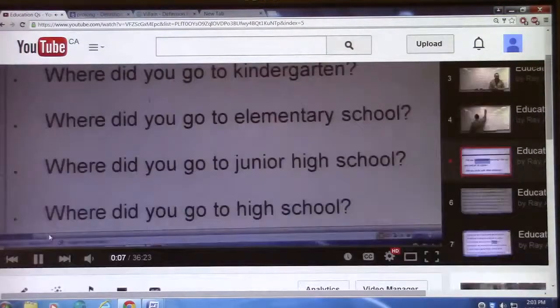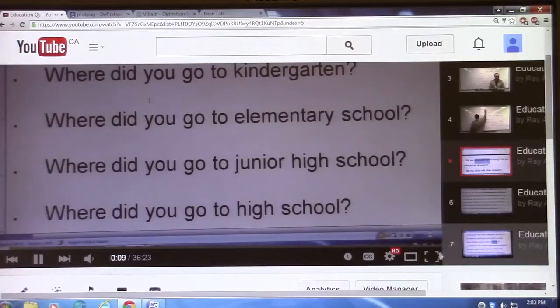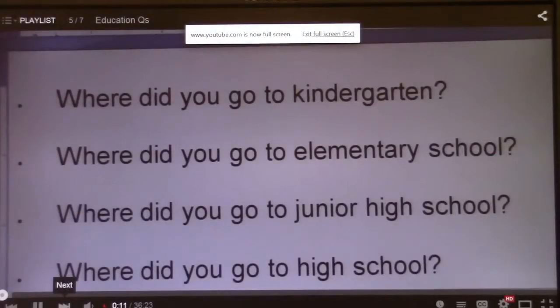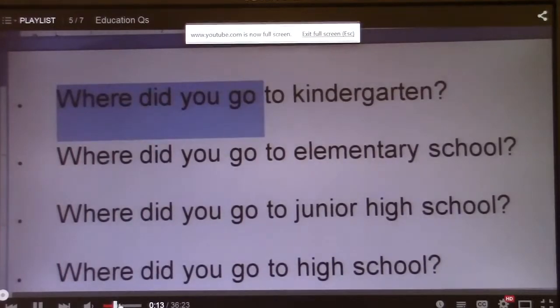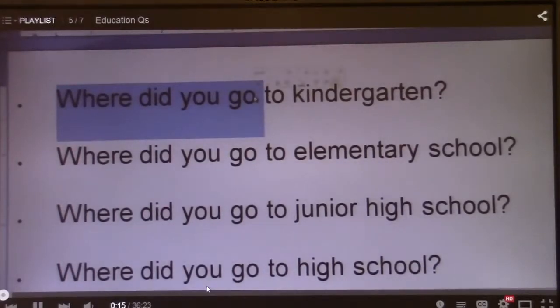Now, where did you go to kindergarten? Of course, very easy. Now, the one thing I want you to remember, though, is that this is exactly the way we ask the question. Where did you go to kindergarten? Now, if you wanted to ask the same question, which is very simple in English, what would you say? You would say, what was the name of your kindergarten or something like that. Okay. So that's why we're doing all this.